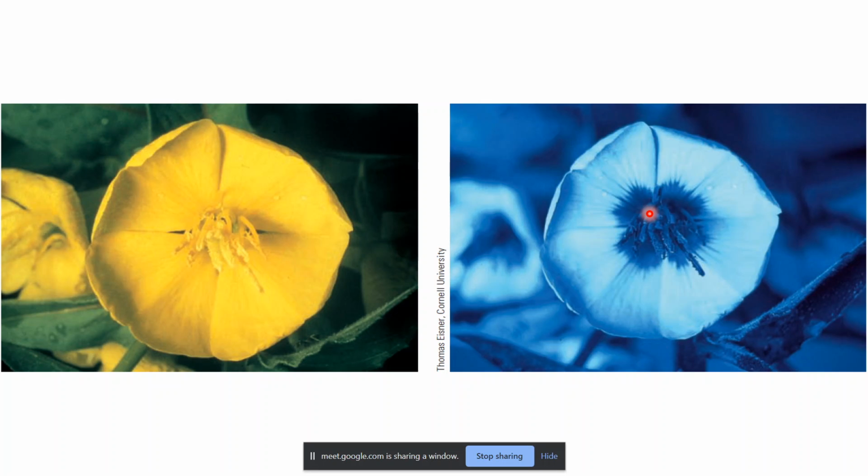And consequently, insect-pollinated flowers are not usually red.